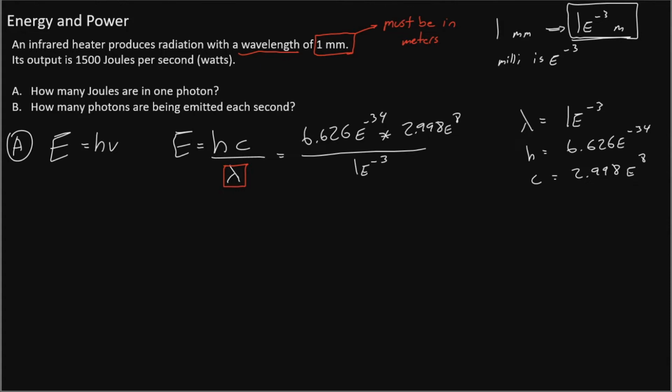Now we can use a calculator to find the actual energy. We'll end up with 1.99 E-22. The answer will be in joules.